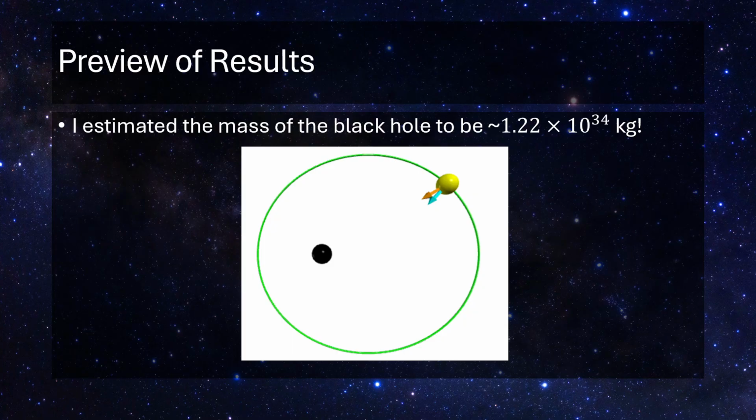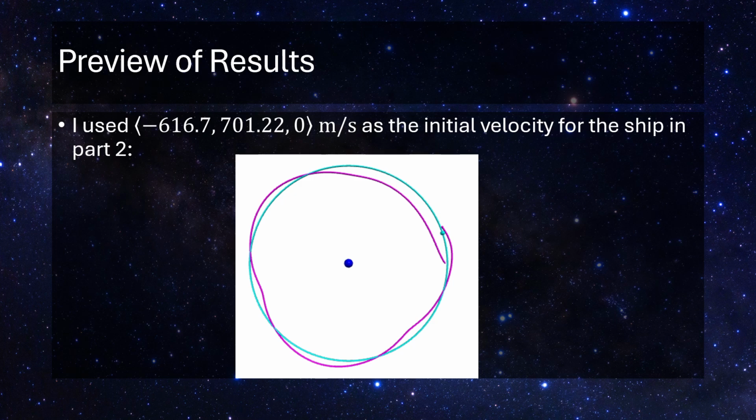I estimated the mass of the black hole to be about 1.22 times 10 to the 34 kilograms. Here's a brief preview of my results from part 2. I used this initial velocity to achieve this orbit in the second part.